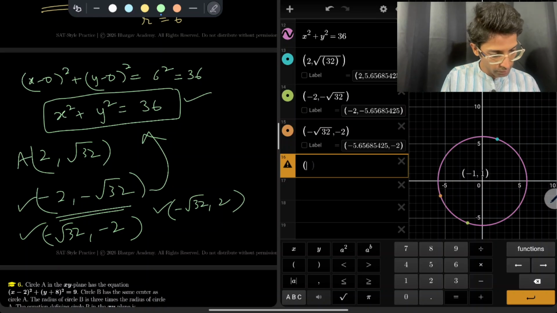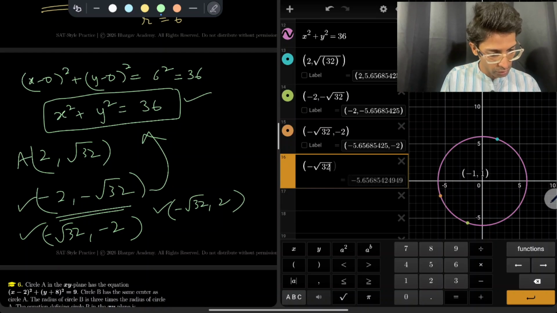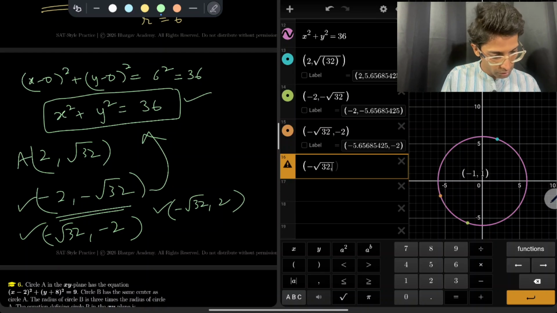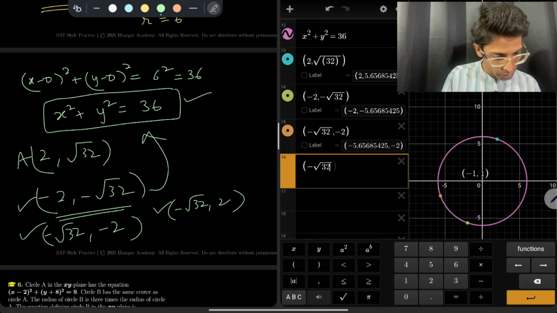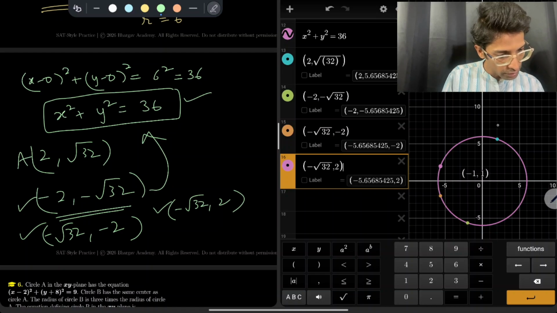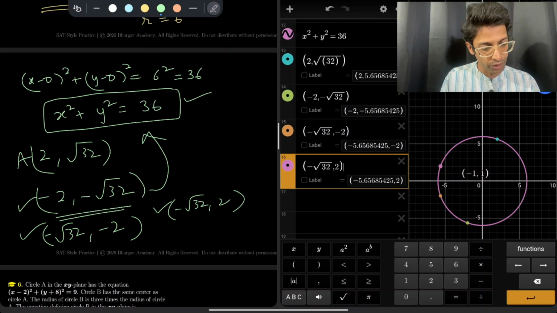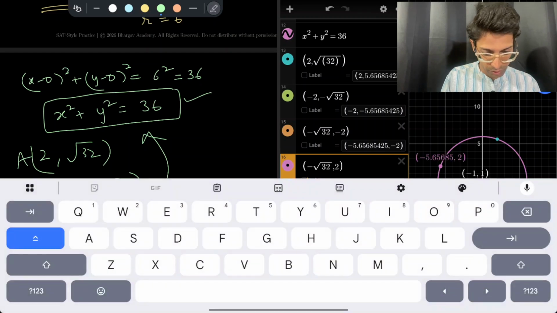So that is minus square root of 32 comma 2. Oh no, this is going inside. I'm sorry. Why is this guy troubling me? Comma 2. Yes. Now this is 90 degrees. So now we have the point B with us. So this is point B.